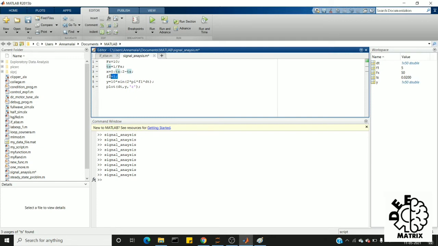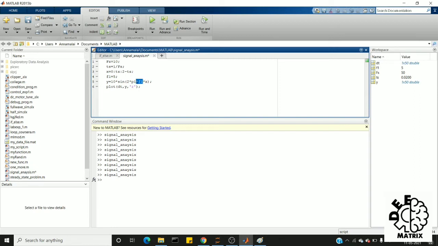Next, this is my frequency, the frequency of the input which I am going to give to the sine wave. So y equal to 10, where 10 is nothing but the amplitude. 10 multiplied by sine of 2 pi f1 into dt. dt is nothing but the number of samples we have in the input, which here we also declare as x. f1 is the frequency.